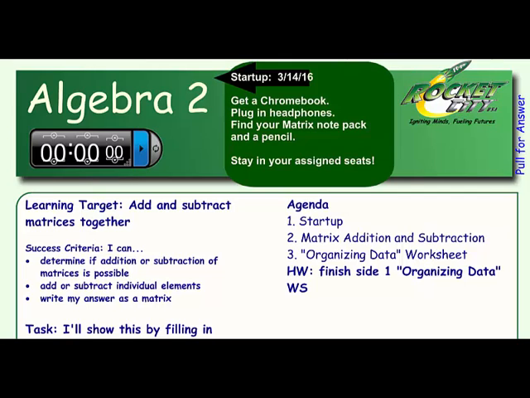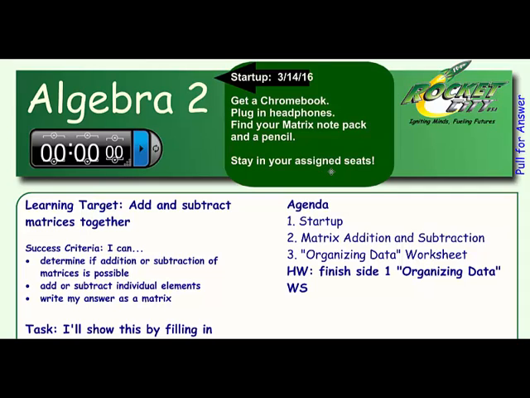As for today, though, we will be looking at a little bit more in your matrix packet. So we're going to talk about matrix addition and subtraction today. You should already have a Chromebook and headphones plugged in. Find your matrix notepad. Have a pencil or a pen out in your matrix notepad. Stay in your assigned seats.